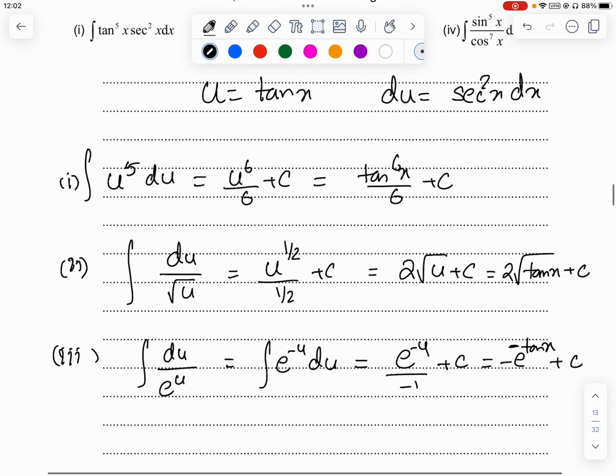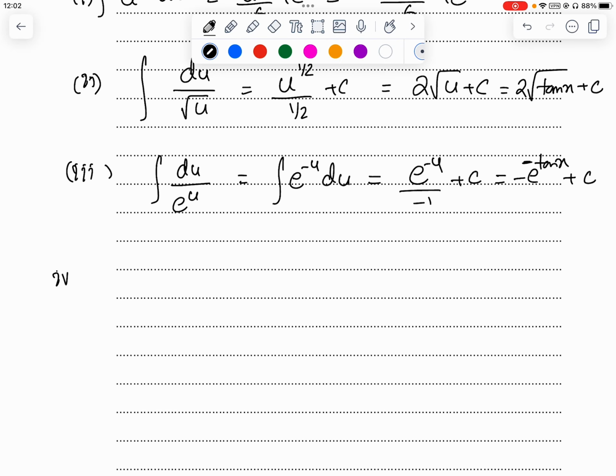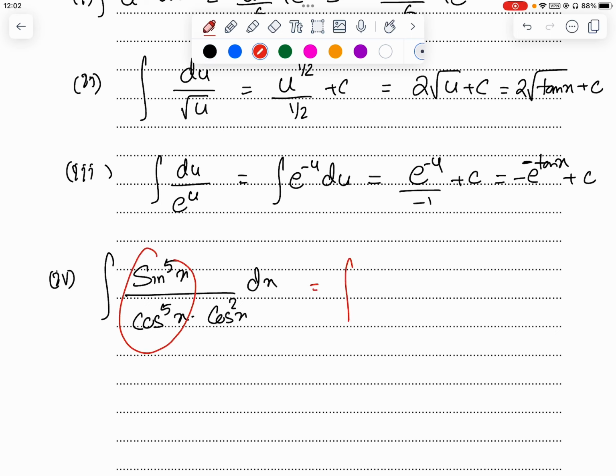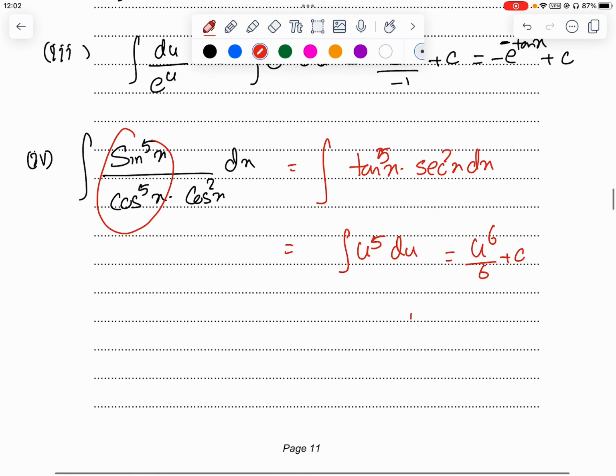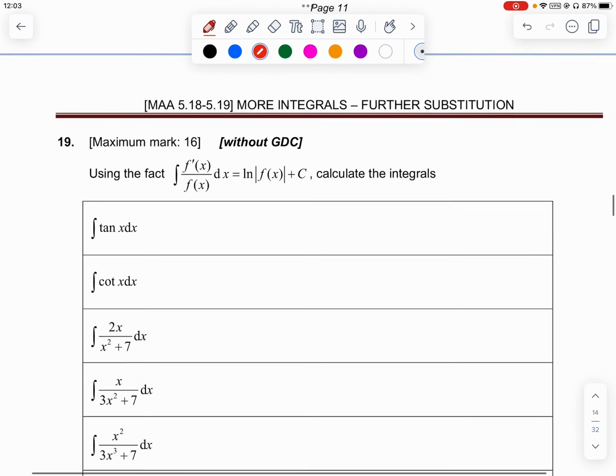And finally, sine power 5 upon cos to the power of 7. Sine power 5x upon cos to the power of 7 can be written as sine to the power of 5x upon cos to the power of 5x times 1 upon cos to the power of 2x. So sine upon cos is tan. So it becomes tan to the power of 5x times secant square x dx. So it becomes again u to the power of 5 du. So it becomes u to the power of 6 upon 6 plus c. So what does it become? Tan x whole to the power of 6 upon 6 plus c. That's going to be the answer.